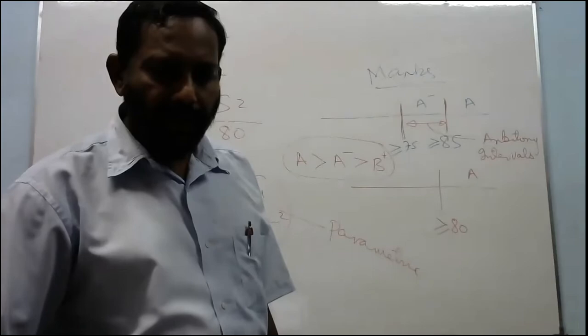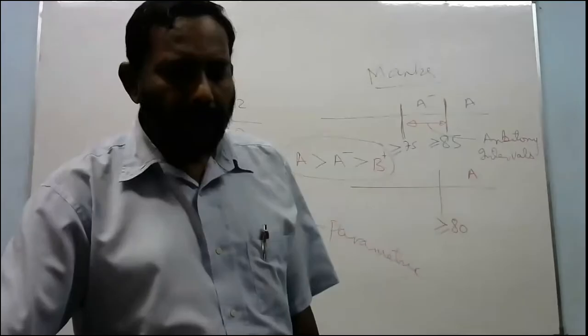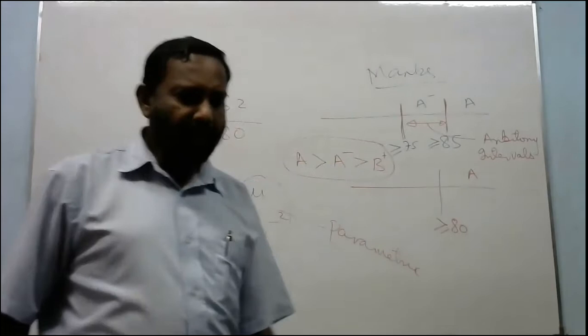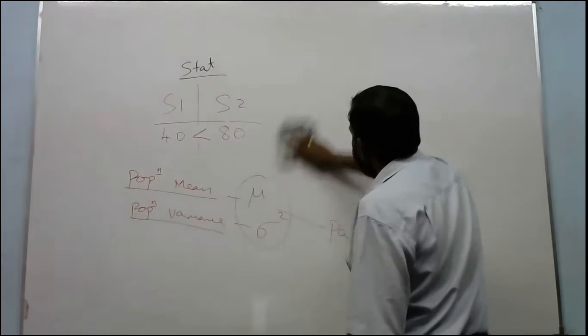So here also, you perform a non-parametric test for ordinal type of data. Right? So can somebody tell me what is this Likert and hedonic scale? Have you learned about this scale system in food science or meat science? What is this hedonic and Likert scale?